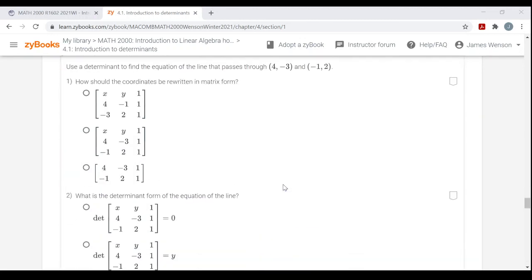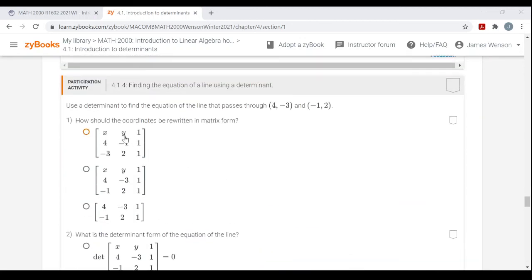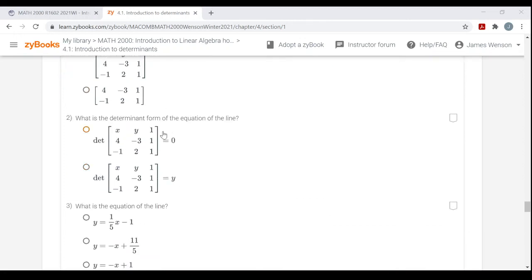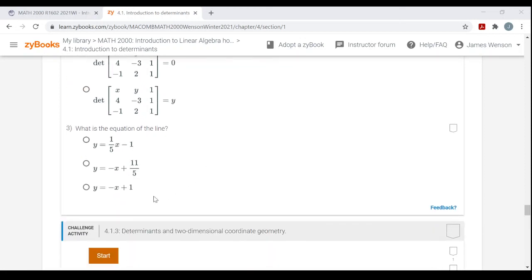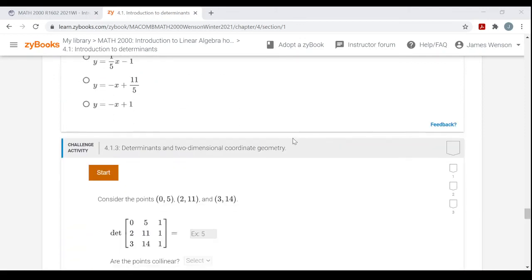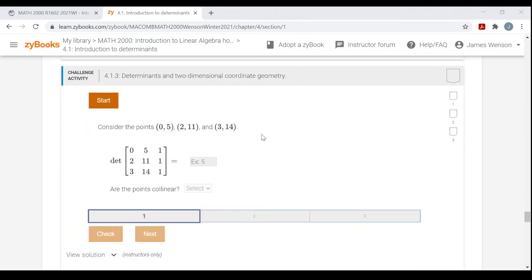Another one. Here again, I'll leave this to you. If you were trying to do the same procedure to find the equation of the line that passes through these 2 points, which of these matrices would you find the determinant of and set equal to 0, and then what would be the actual equation of the line going through these 2 points. And then you have a challenge activity where you're given 3 points and asked to determine if the points are collinear.